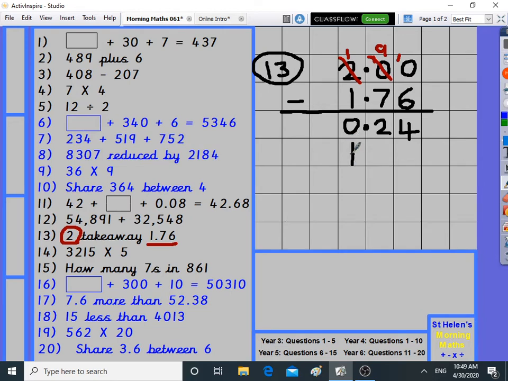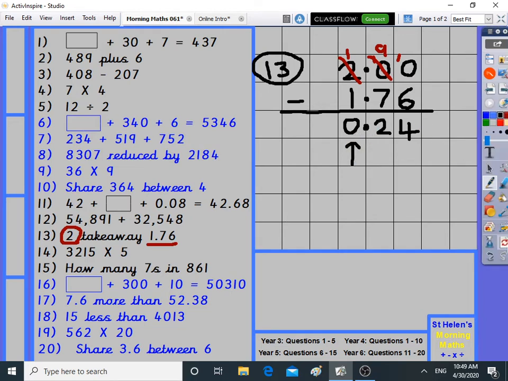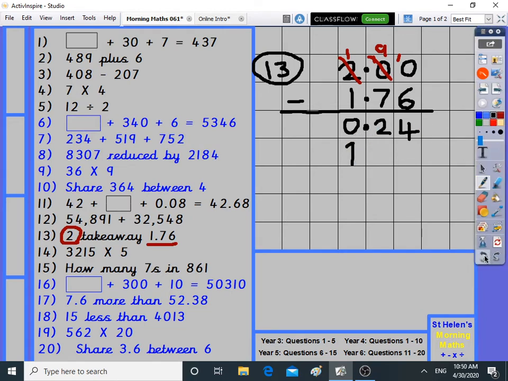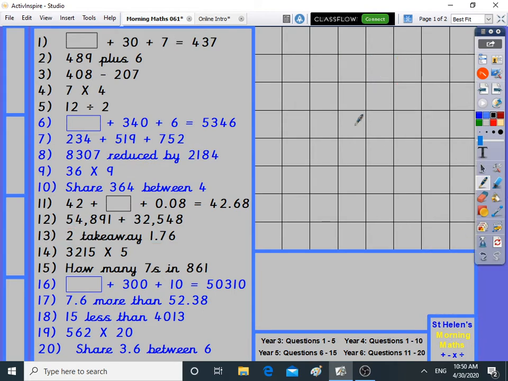Because if you've got no units, you've just got a bit of something. That's what decimals are, just bits of something. That's question 13 done. We'll go on to question 14. 3,215 times 5. Use your favourite method. I'm going to be using, in this case, standard method.